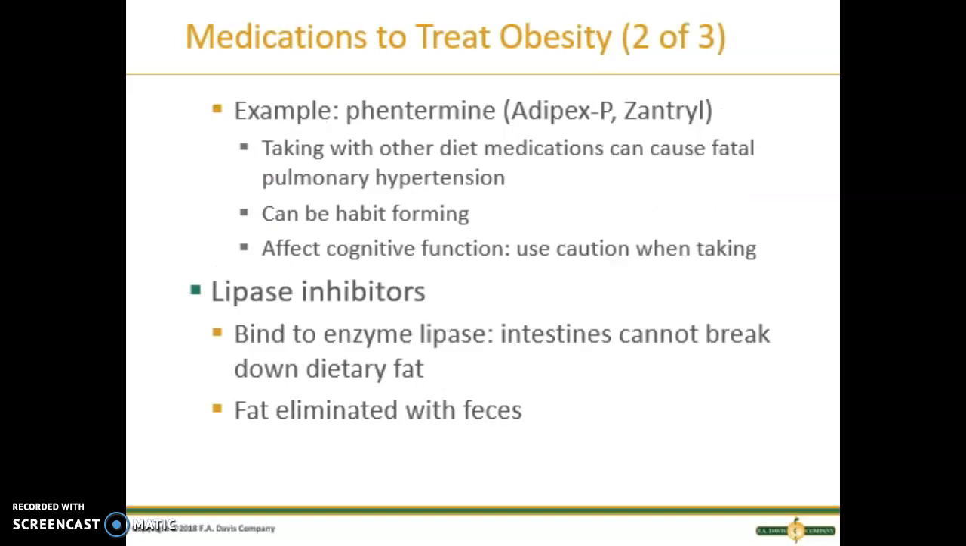An example of the anorexiant would be phentermine. Phentermine can be habit forming. It can affect cognitive function, so it's important that the patient knows this and uses caution when taking it, as well as if it's taken with other diet medications, it can cause fatal pulmonary hypertension.